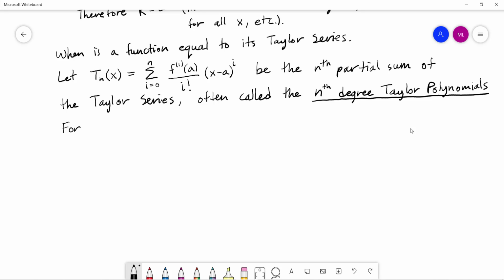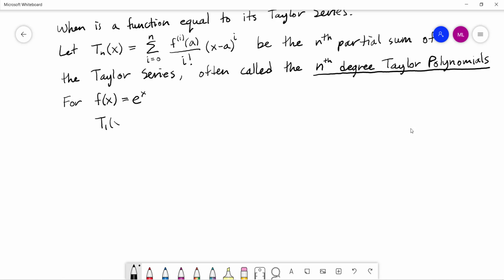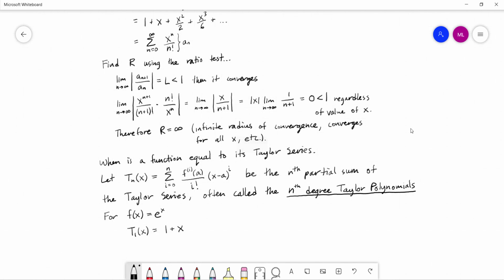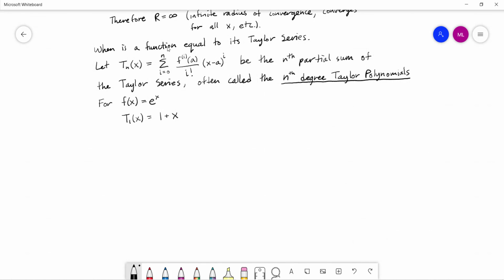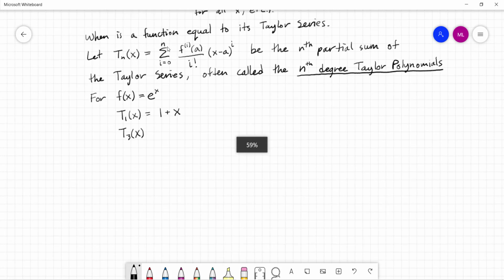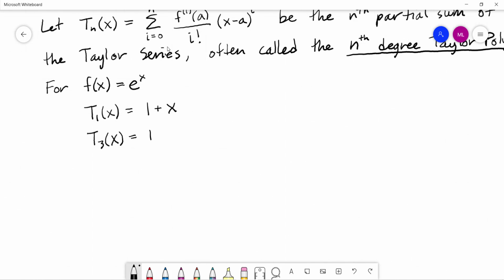for the one that we just did, where f of x was equal to e to the x, we would say that our T1, the first degree Taylor polynomial, would just include the terms 1 plus x, right? It would just be up to the linear terms here: 0th term, first, second, third, and so on. So 1 plus x, that's our first degree Taylor polynomial. If I wanted the third degree Taylor polynomial, it would be 1 plus x plus x squared over 2 factorial plus x cubed over 3 factorial. We would go up to the cubic term so that it would be a third degree Taylor polynomial.